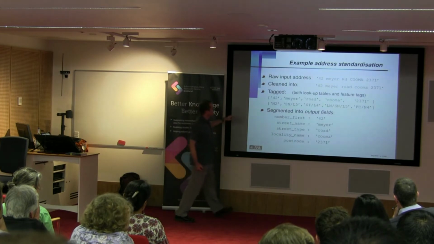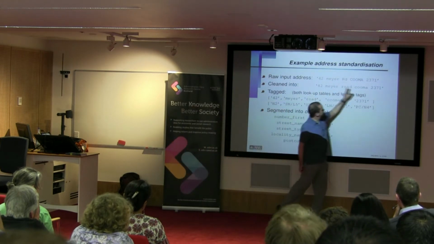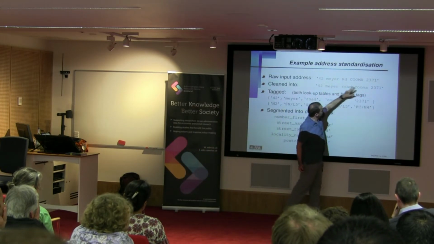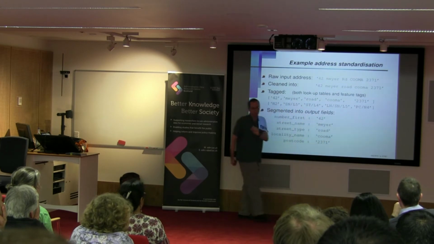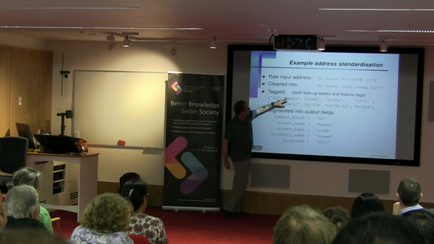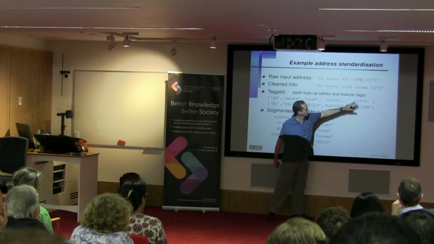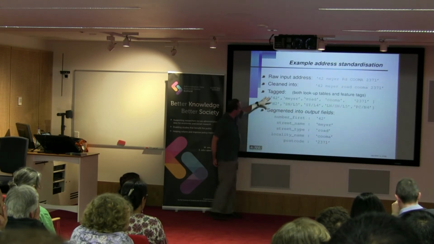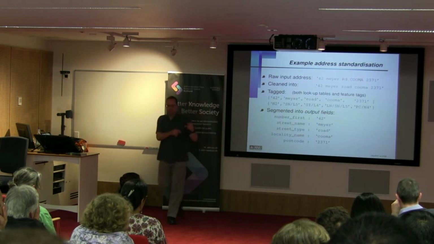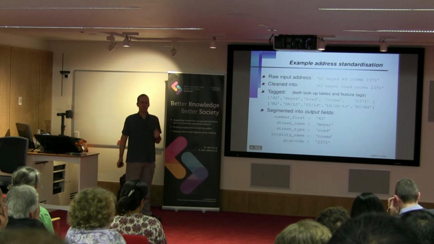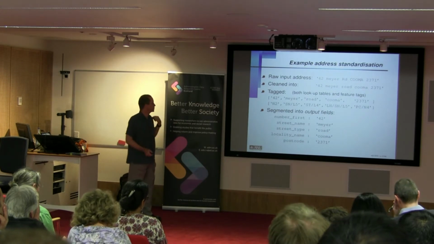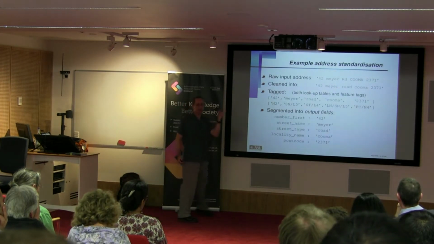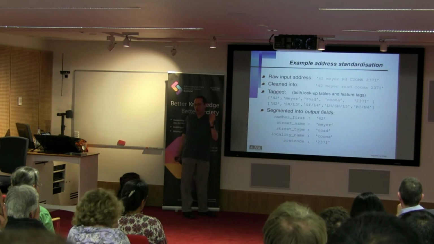Now we do the tagging. So we split this text string into the individual tokens at the white space. So the first one will be 42, Mayor, Road, Cooma, 2371. And now we're using lookup tables and specific rules, which are a very small number of rules, to assign a tag. So the tag tells us something about the type of that token.